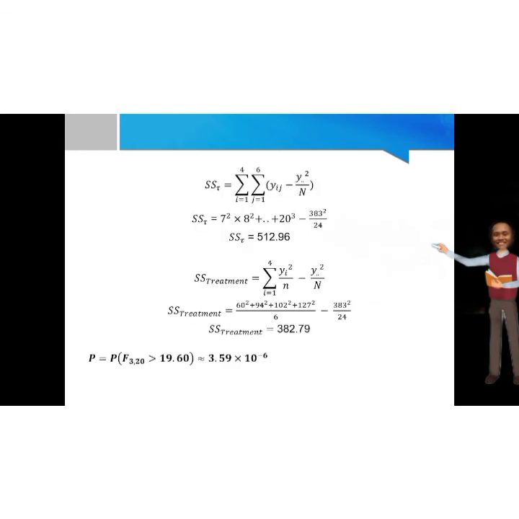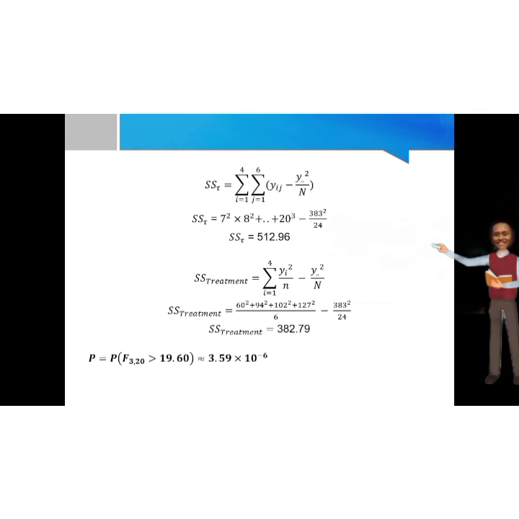SST is equal to the summation of i equals 1 to 4 and the summation of j equals 1 to 6 of y_ij squared minus y.. squared over N. SST is equal to 7 squared plus 8 squared plus ... plus 20 squared minus 383 squared divided by 24, and it is equal to 512.96.